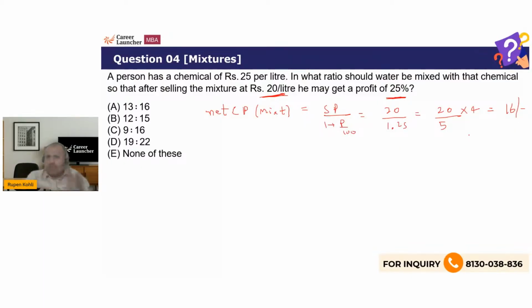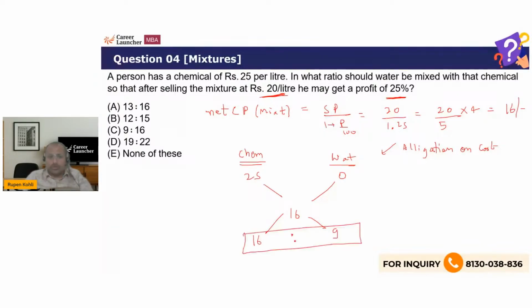So therefore now comes the simple allegation rule: the overall average cost of 16 has been obtained by mixing the chemical, which costs 25 rupees per liter, and water, which costs nothing, 0. So we are now applying the allegation rule on the cost, and that will give me the ratio in which the two quantities have been mixed, right? So 25 and 0, weighted average is 16. 25 minus 16 is 9, 16 minus 0 is 16. So 16 to 9 is the ratio in which chemical is to water.